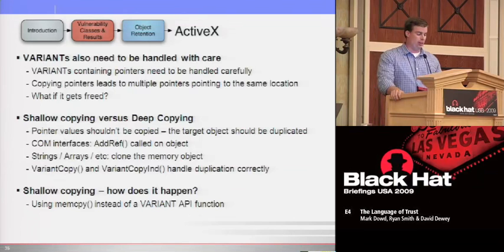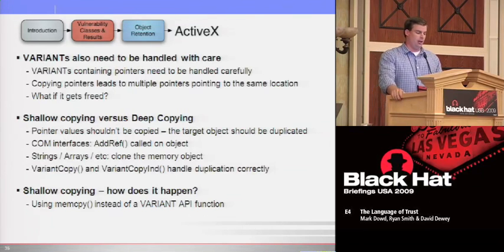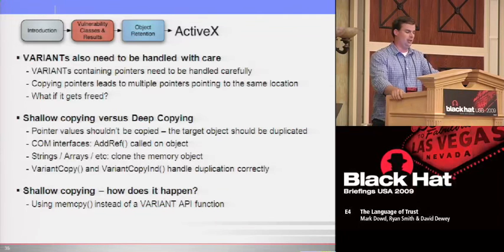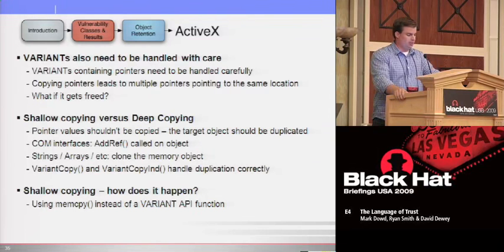Switching gears a little bit, in the world of ActiveX, variants also need to be handled with care. Variants containing pointers need to be handled extremely carefully. The issue is that if you're trying to copy a variant from one place to another, you may just be copying a pointer to a variant, and if the original variant is freed, your copy is obviously stale. There are two different types of copying that can occur within the world of a variant. But basically, pointer values should not be copied. The target object should be duplicated.